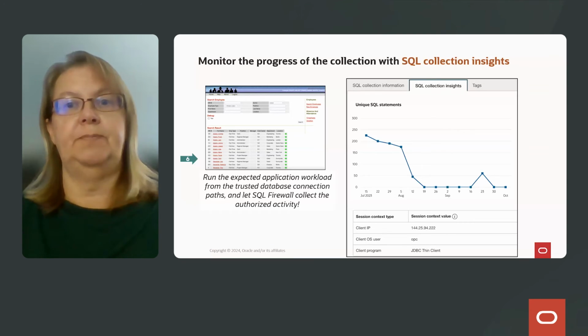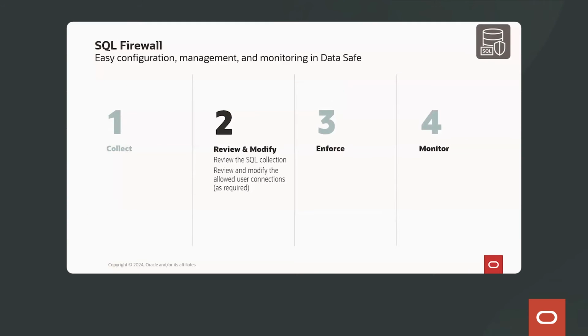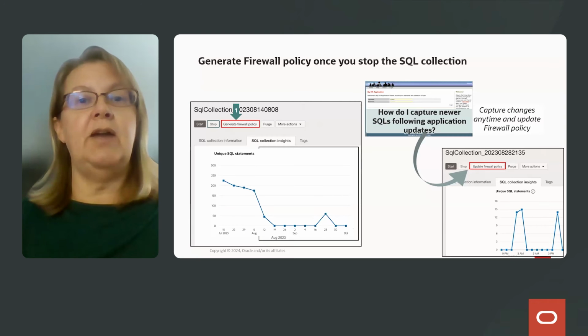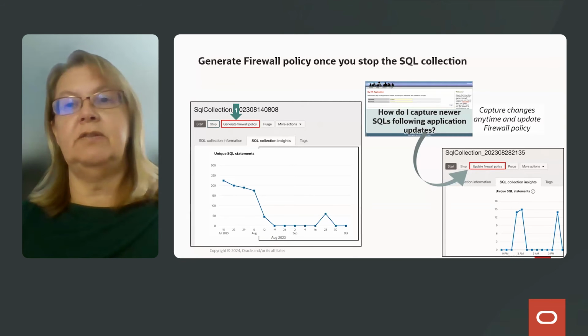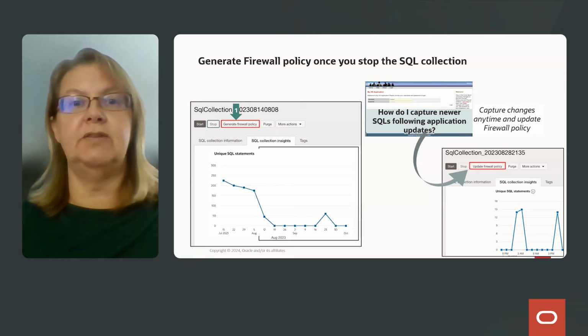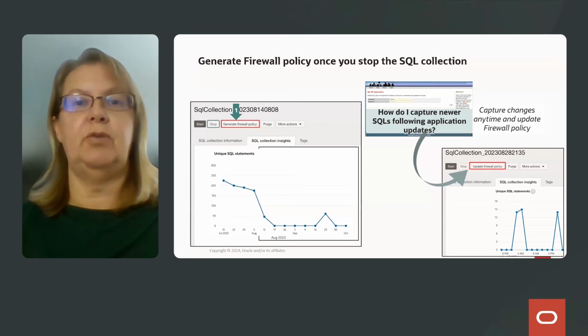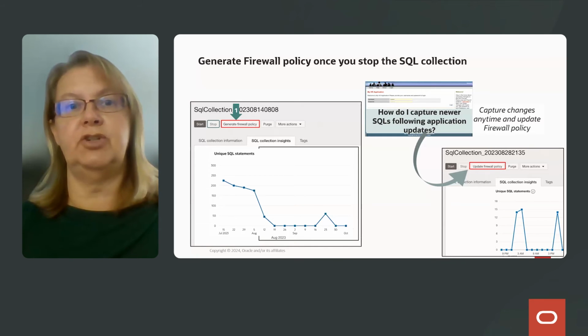And then once this graph goes down and we're seeing, hey, no new statements are coming in, then you can stop the collection. So now the next step is, once you stop the collection, first thing you want to do is generate the SQL Firewall policy here. And once you have that generated, then you can review the values. If you ever have the need later on saying, hey, we forgot a few things, a few transactions we haven't run through, you can always update the SQL Firewall policy. So what you do is you start a new collection and then update the firewall policy with those new collections.